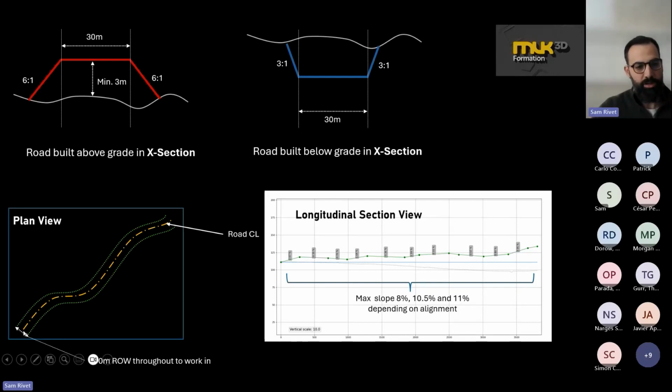Okay, also along this center line here, there's going to be longitudinal maximums in terms of the slope depending on the alignment. So the first alignment is going to have a max slope of 8%, second one 10.5%, third one 11%. And this is just to make sure that the road isn't too steep, it's safe to drive on. And once again, would be something that you would find in real life.